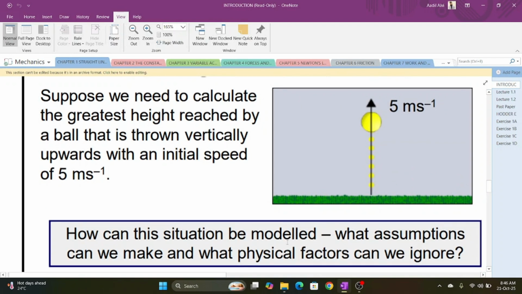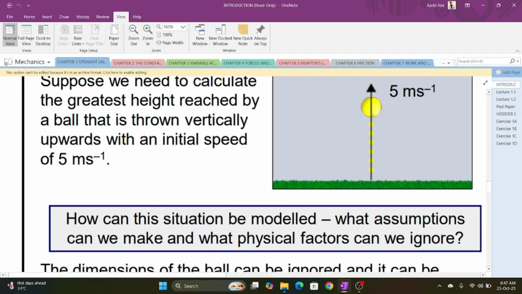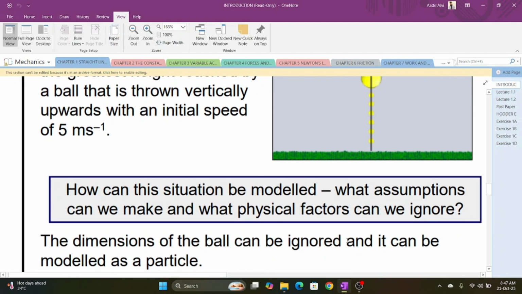Now, when it comes to assumptions, since this is a vertical motion of the body, we can ignore air resistance. Sorry, the ignoring part comes later on. First of all, what is the assumption that we can make? The assumption is that we can treat the ball as a particle. That will allow us to do calculations in a much more efficient manner. So the dimensions of the ball can be ignored and it can be modeled as a particle.